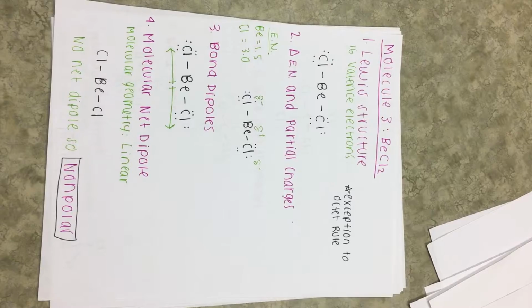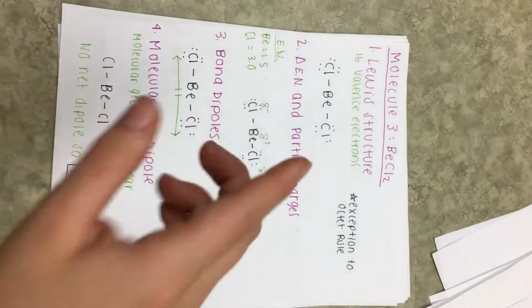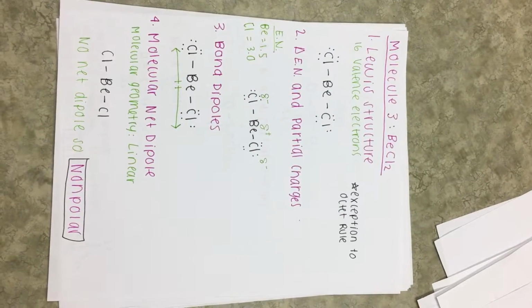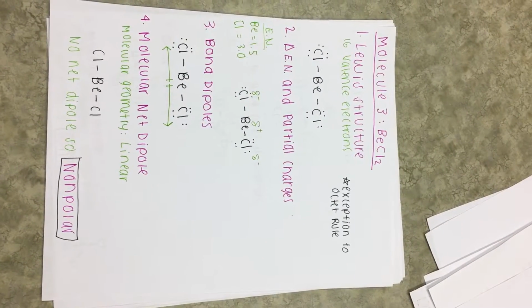We have used all 16 electrons, but the central atom Be does not have an octet. This is okay because Be is an exception to the octet rule. Now let's look at the bond dipole.